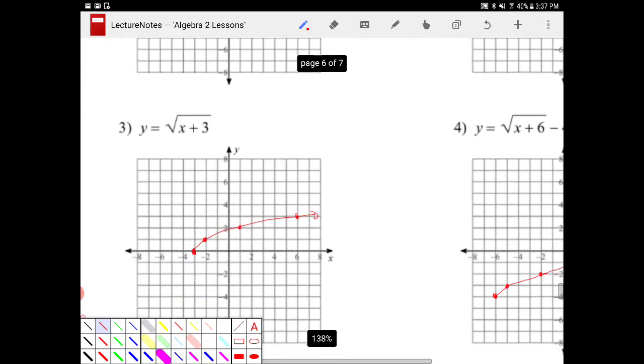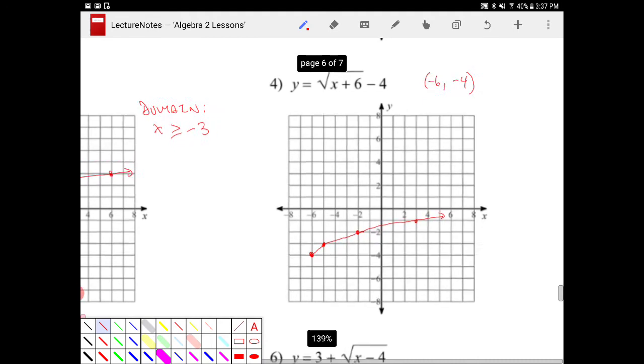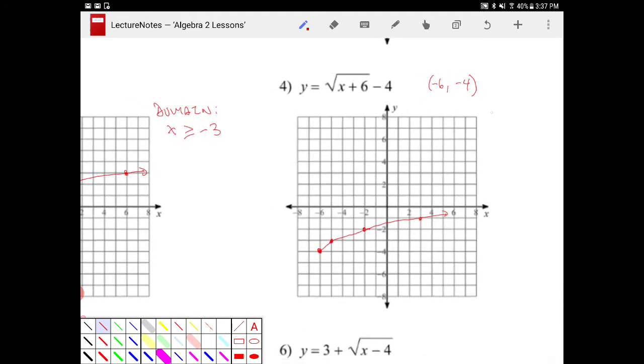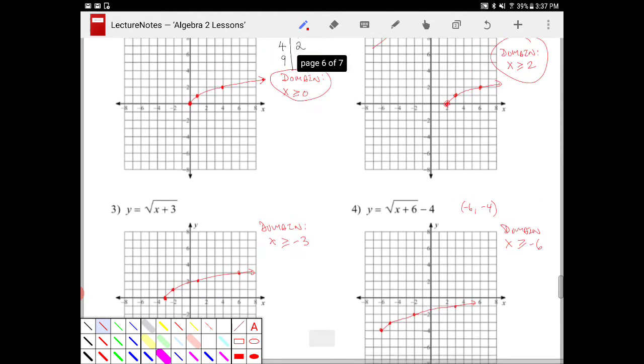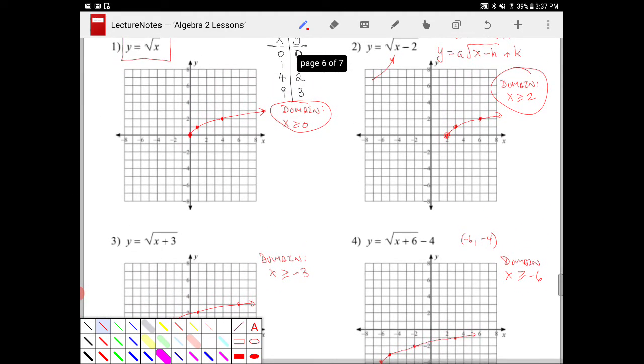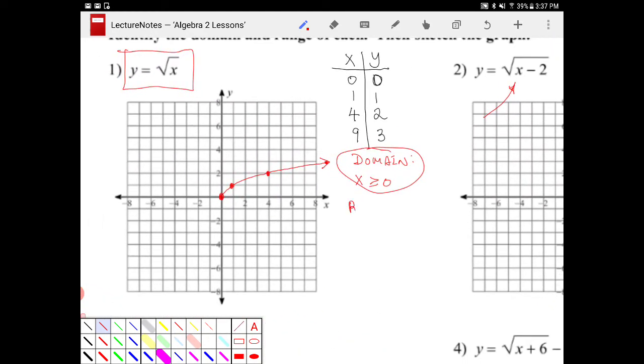What about in this case? The domain is x must be greater than or equal to negative 3. What about in this case? The domain, x must be greater than or equal to negative 6. So we talked about the domain, which is just all the x values that we can throw into the function. What about the range then?